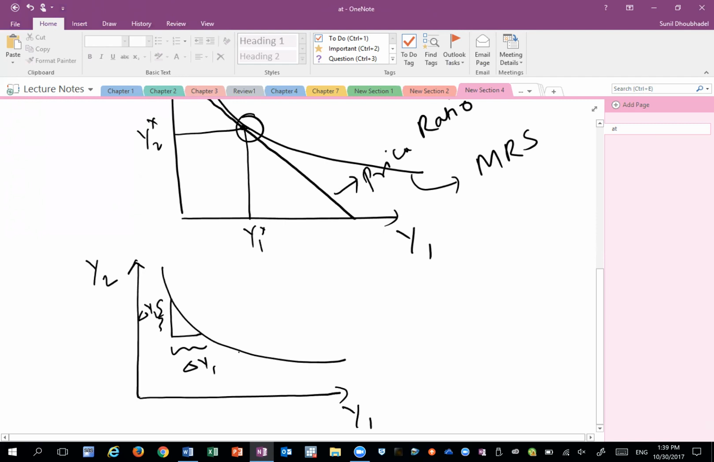Now look at this point. Even to gain this much, this much of y2 can replace this much of y1. So as you consume from this point to this point, as you consume more y1, the law of diminishing marginal utility states that as you consume more of that good, your utility from that good will start to diminish, right? So that is the reason why you see this kind of convex indifference curve. Okay.